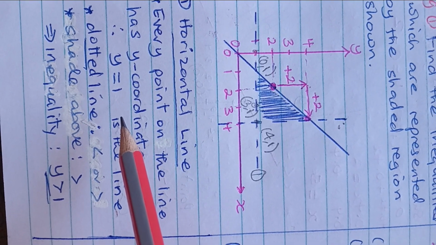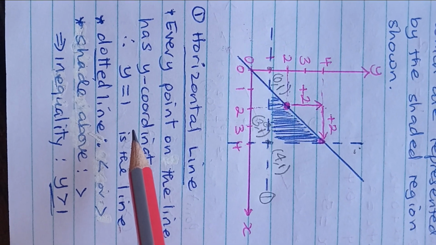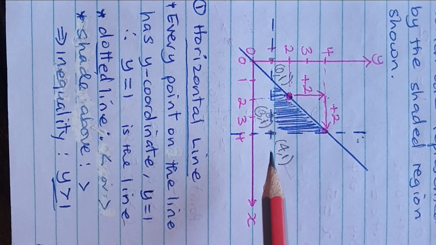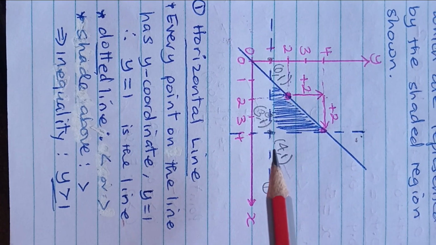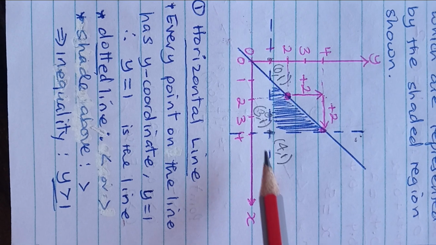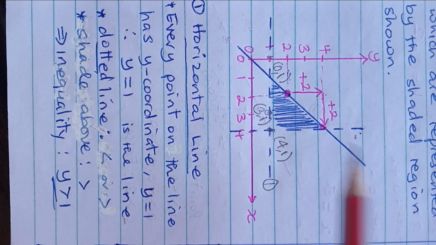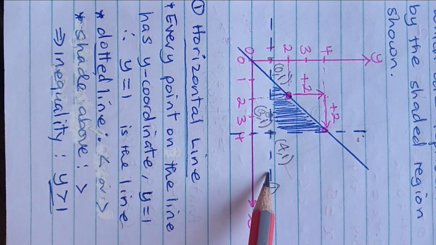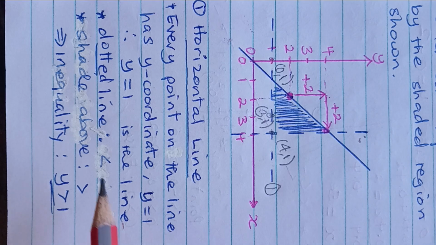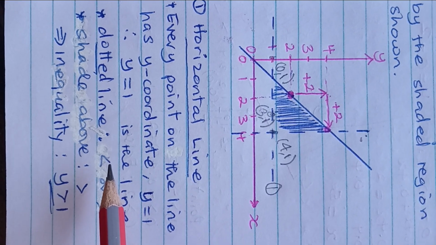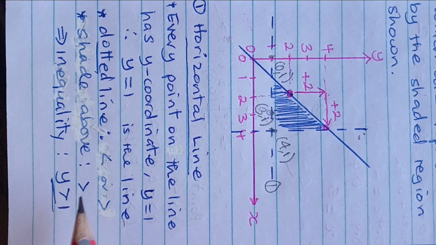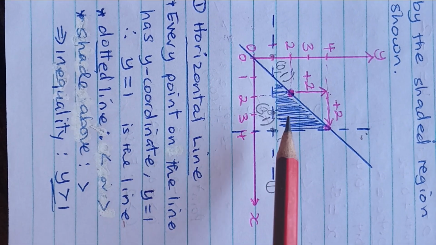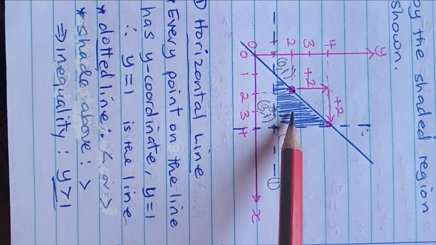Now let's decide on the inequality sign. Well, remember in the previous video we said there will be two types of lines for inequalities. We can have dashed or dotted lines, and we can have bold or solid lines. Now if you look at our line here, it's a dotted line, and so we'll have these two options. We can have less than or greater than. Then we look at where the shaded region is.